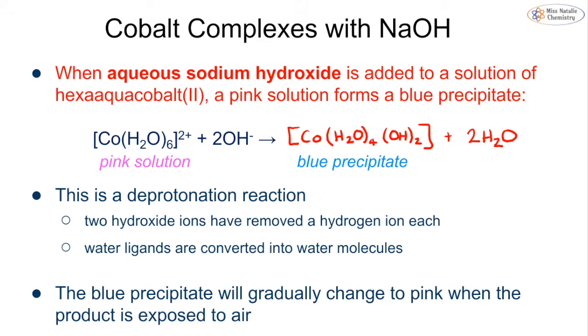So our water ligands have been converted into water molecules by removing these hydrogen ions. This blue precipitate will gradually change to pink when the product is exposed to air because we have an oxidation reaction happening here. But we need to know that we go from the pink cobalt, hexa-aqua cobalt 2 to the blue precipitate.